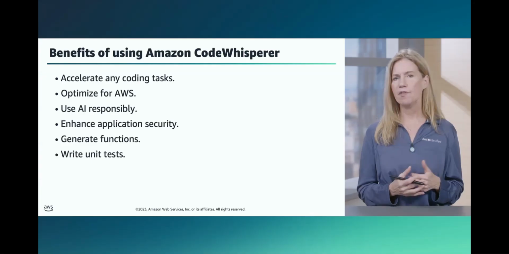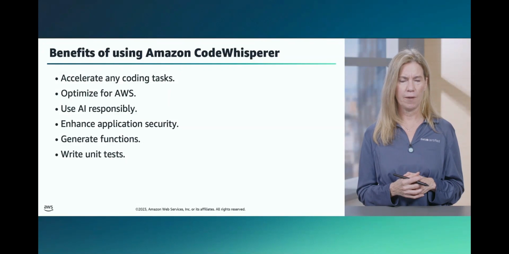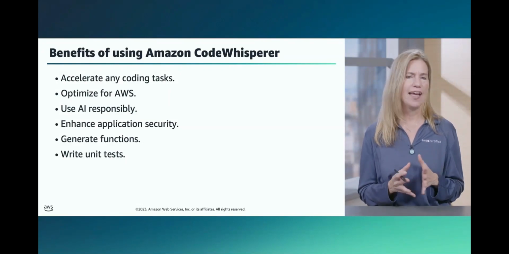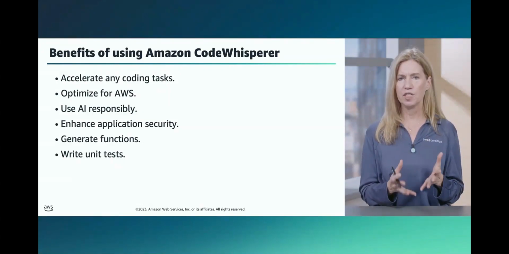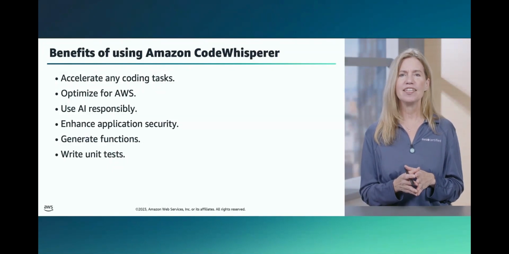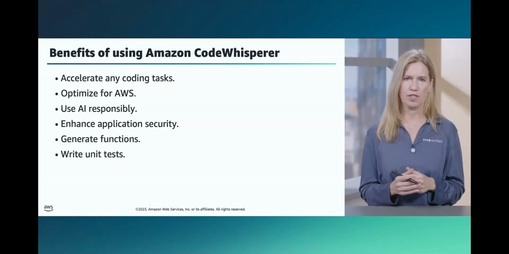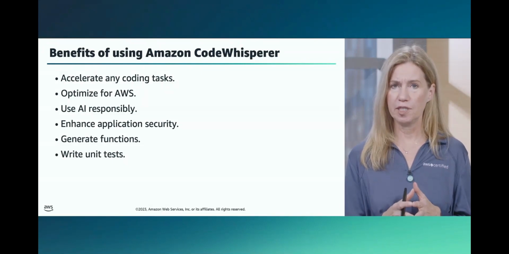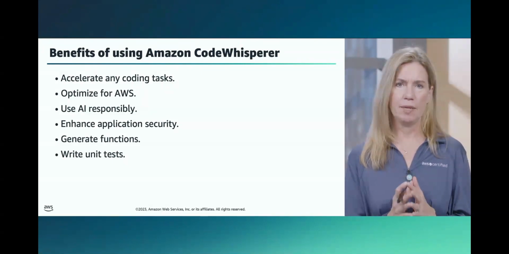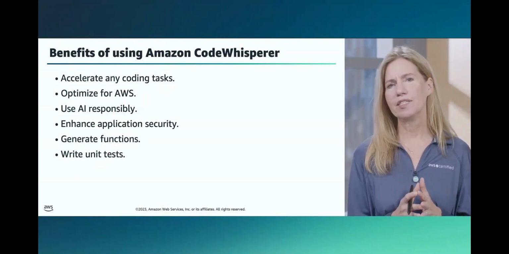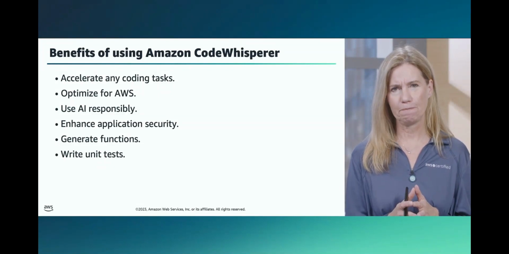Amazon CodeWhisperer is trained on billions of lines of code, and it's best used for undifferentiated, repetitive, common coding tasks. Some of the benefits of using Amazon CodeWhisperer are: it helps developers accelerate any coding task by generating code suggestions in real time. It can suggest anything from code snippets to complete functions. Developers can get code suggestions that are optimized for AWS APIs, including Amazon Elastic Compute Cloud, or Amazon EC2, AWS Lambda, and Amazon Simple Storage Service, or Amazon S3.